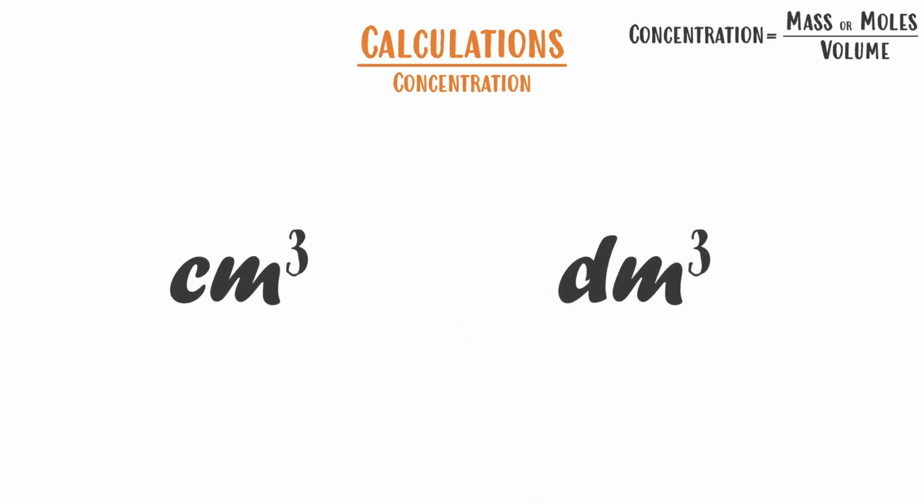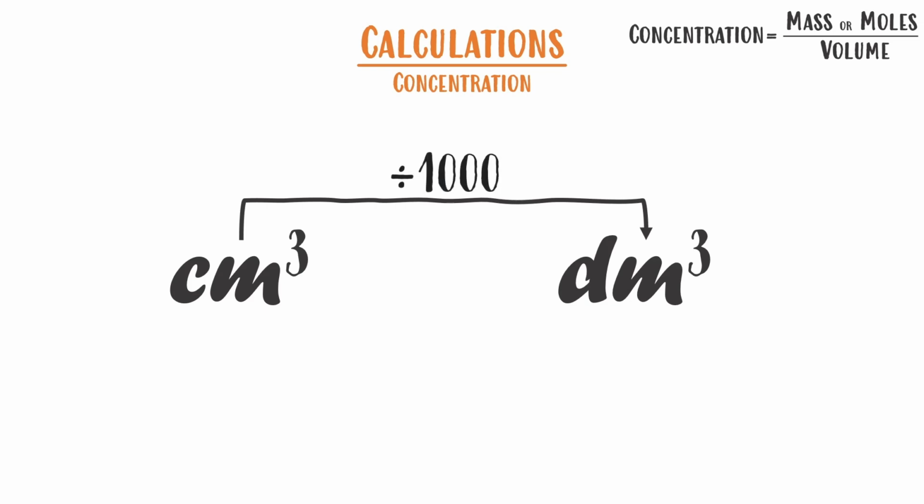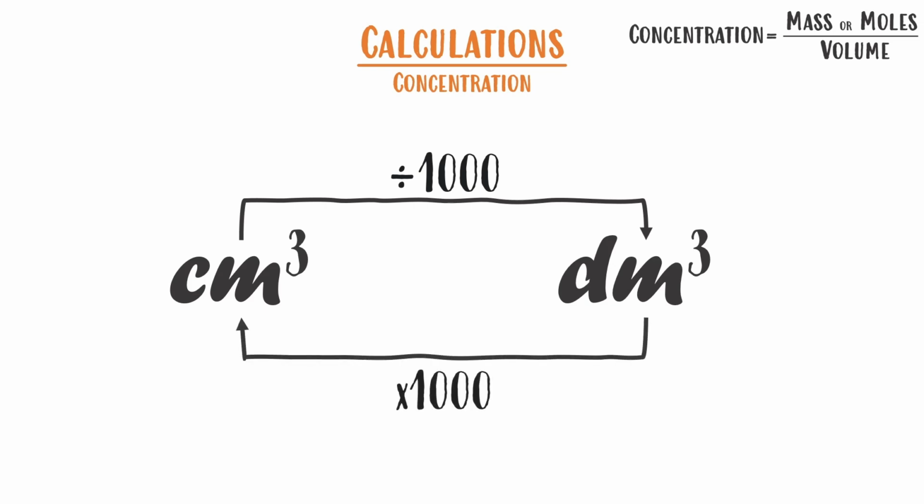Right, now we mentioned decimeters. Here's how to convert from centimeters cubed to decimeters cubed. To go from centimeters cubed to decimeters cubed, we have to divide by 1,000, and to go back the other way, we do the inverse, multiply by 1,000.